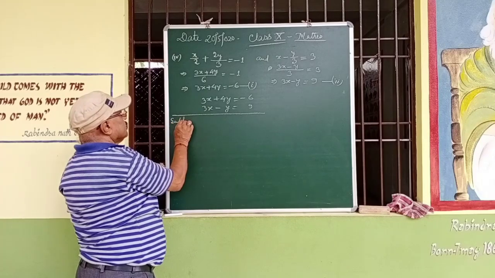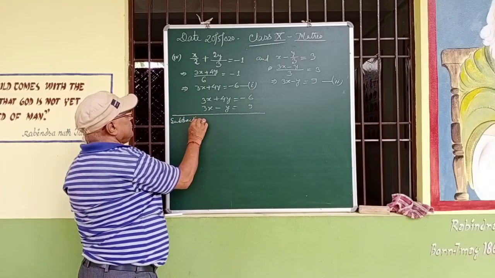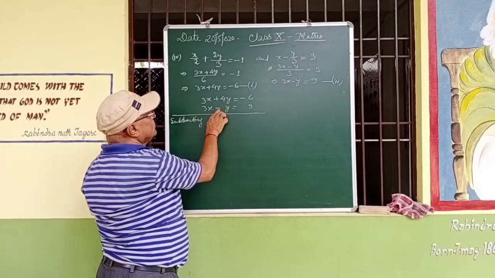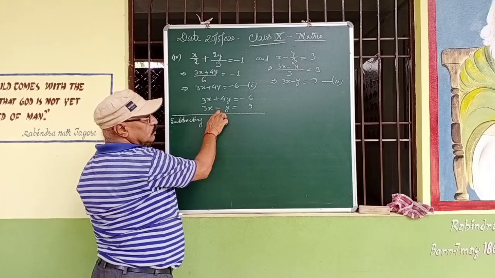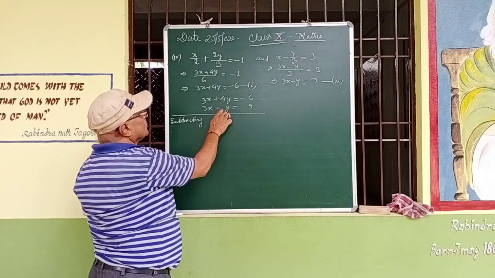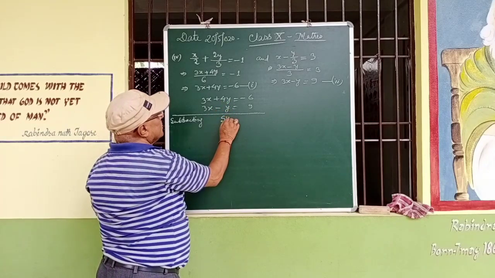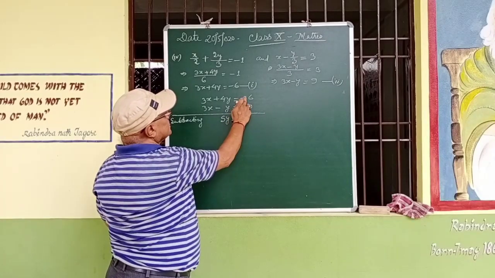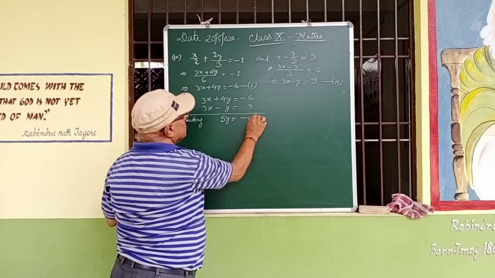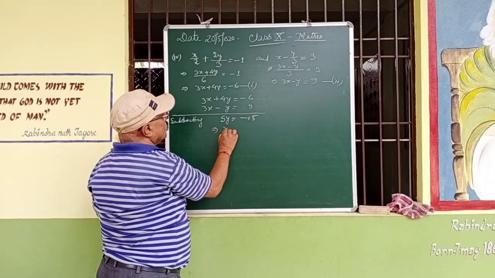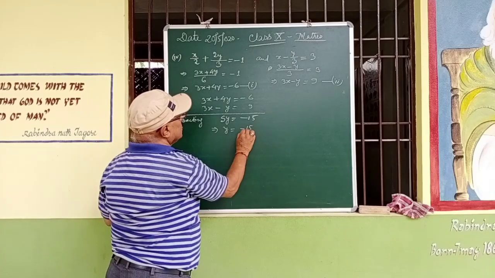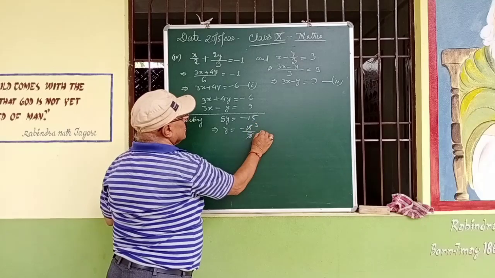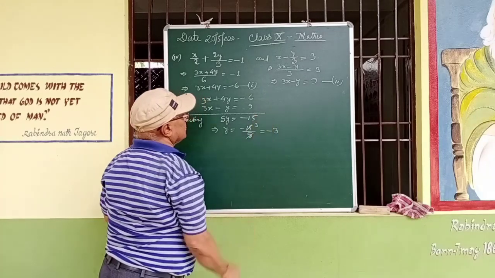Subtracting, 3 minus 3 is 0, 4, this sign will be changed, minus into plus, so plus 4 plus 1 is equal to 5y. This plus sign becomes minus, so minus 6 minus 9 is equal to minus 15, or y is equal to minus 15 by 5. By 5 you cancel this, you get minus 3.